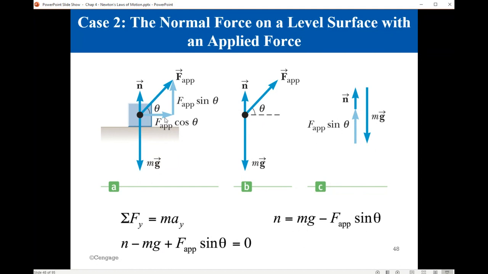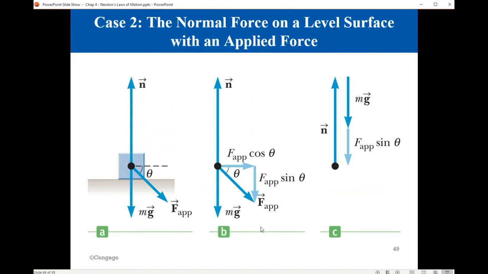So if you use a string or a rope to pull on the object in this direction, you are reducing N. You are reducing the value of N. Keep this in mind, because as I said earlier, N is important. We need it when we learn about friction. Right now, we are just setting the stage to understand how N may change or may not change.